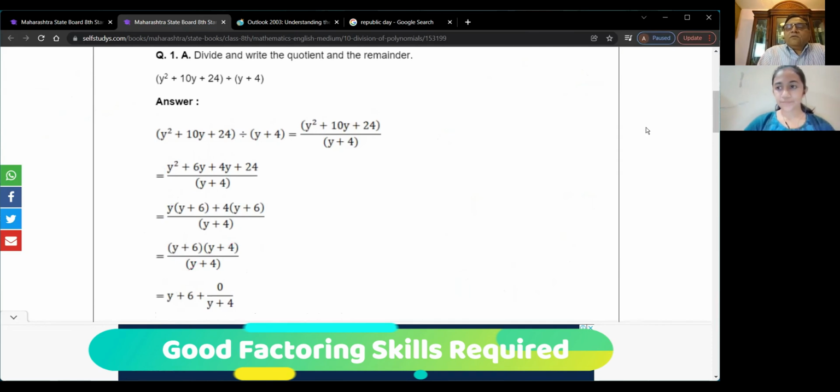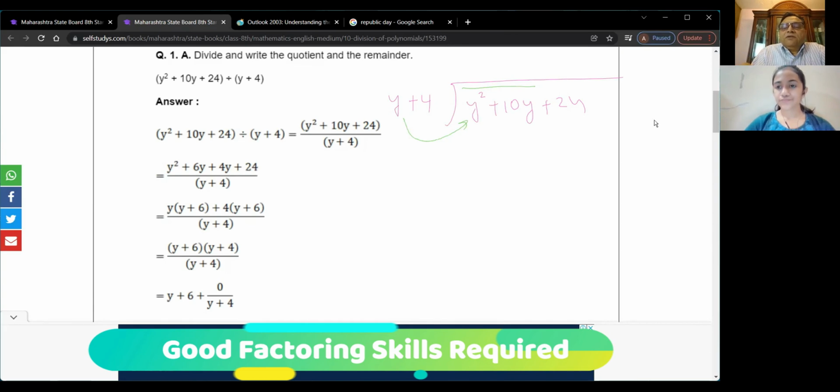So we have y square plus 10y plus 24 and we are now dividing by y plus 4. Is it okay? So since there are two terms, you have to engage now two terms, right? So you consider two terms. Here, y will go with what? Y, right? So you can write this as y here.